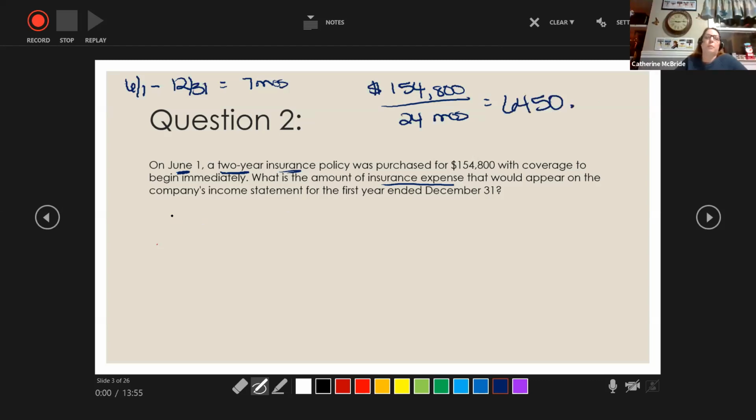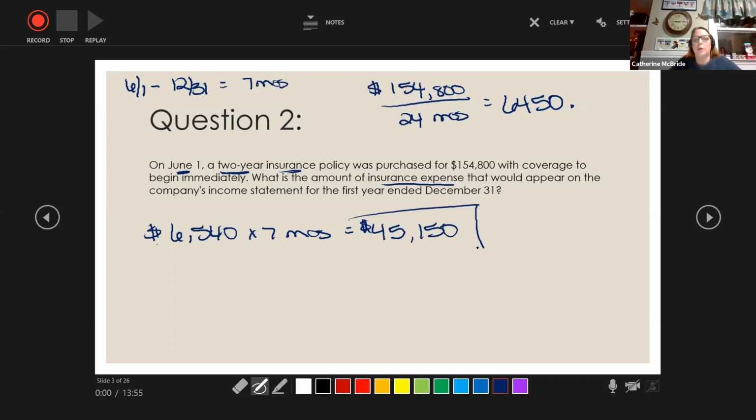So how do I figure out my expense? Multiplied by 7. Yep. Any chance you did that? 45,150. 45,150? Yes. Still trying to get into my calculator. That is your insurance expense for 7 months. All right, are you good here? Yes. See, now those first 2 problems, you already got them.